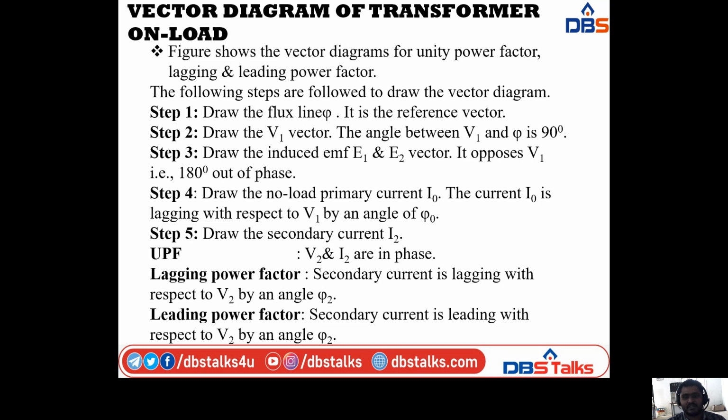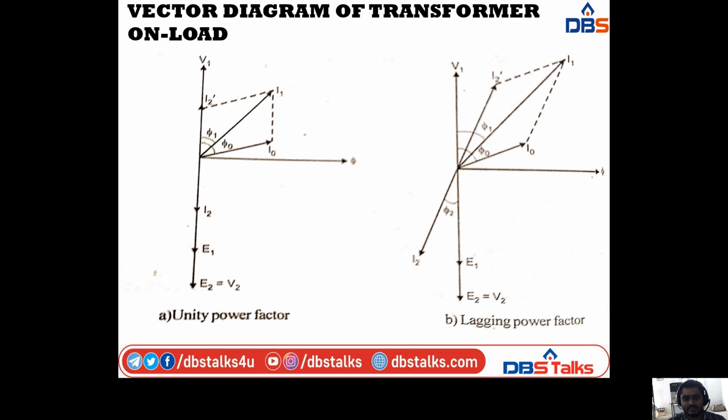Next, after drawing the flux line phi and the V1 line, I am going to draw the induced EMFs E1 and E2 vectors. In this one, V1 opposes E1, 180 degrees out of phase. So that is shown like this. Here V1 is 180 degrees out of phase with E1 in all three diagrams.